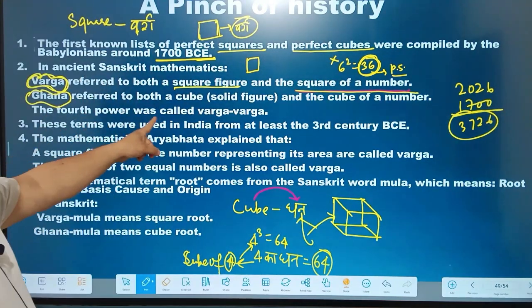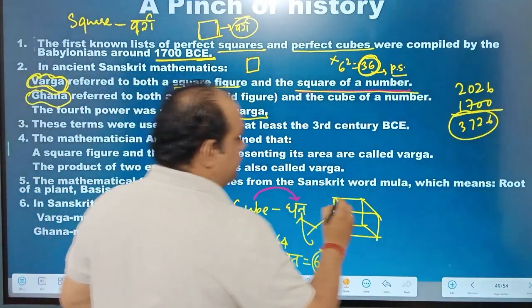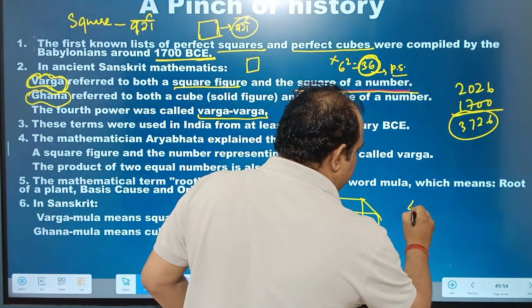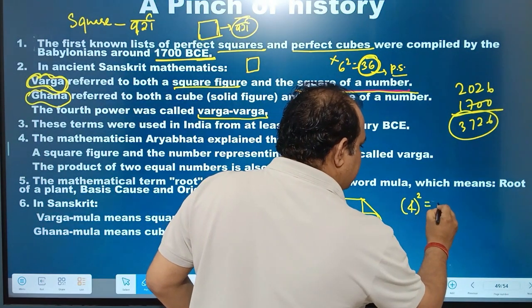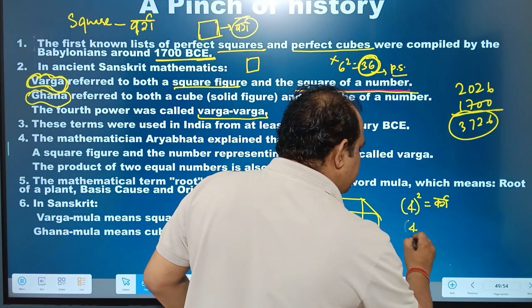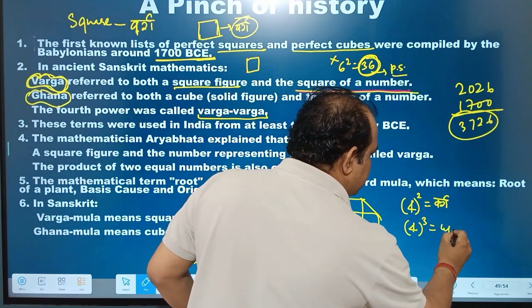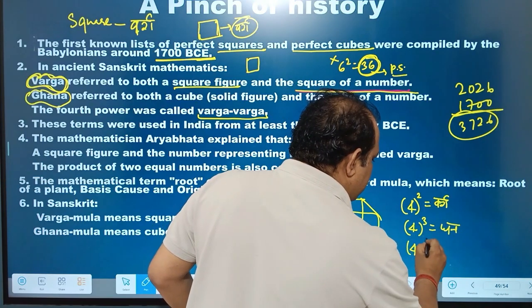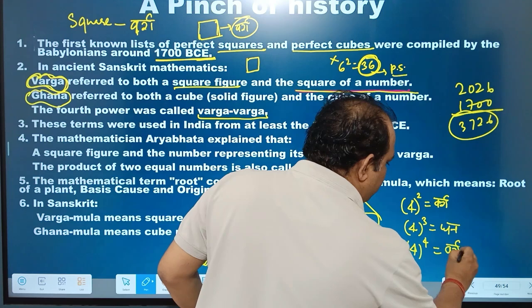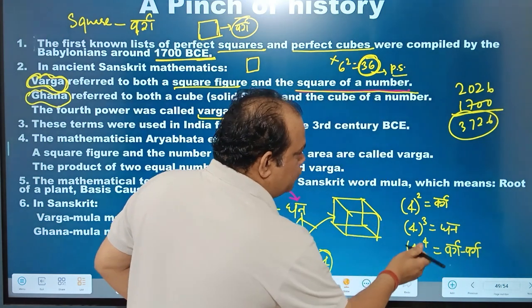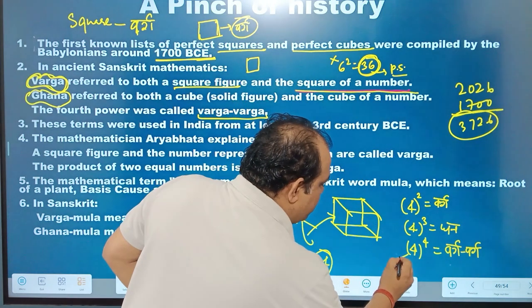The fourth power was called varga. Let's say any number 4: square we call it varga, if it is cube we call it ghan, and if it is 4 to the power 4, we call it varg varg. Why two times? Because you know by now, 4 square what we can write?